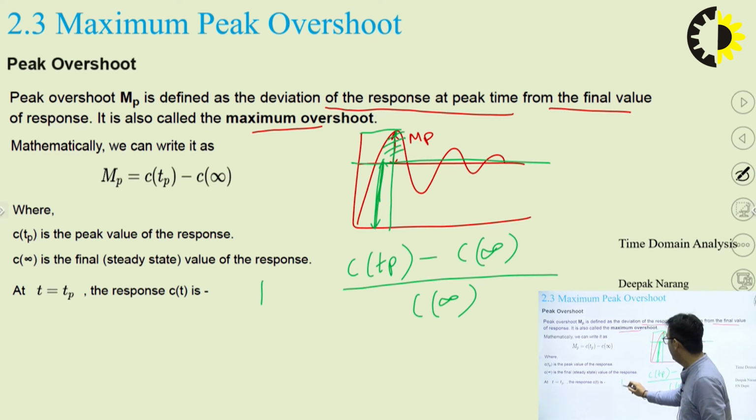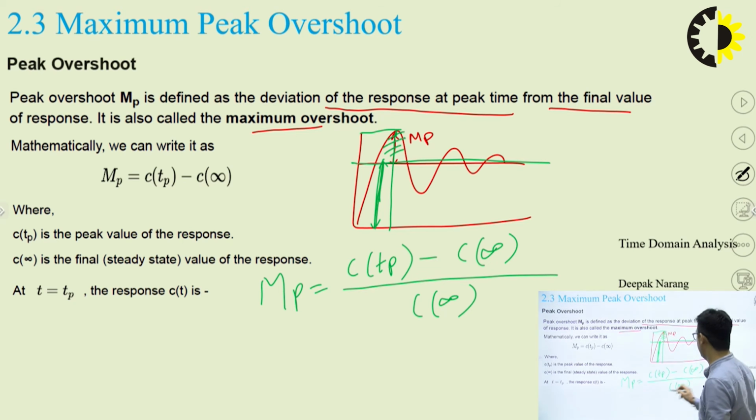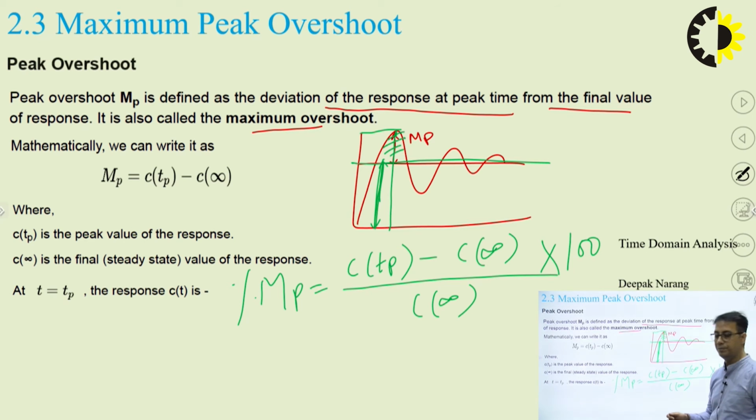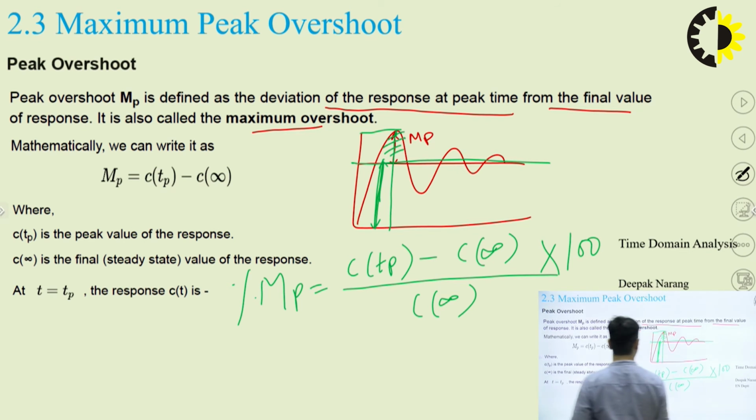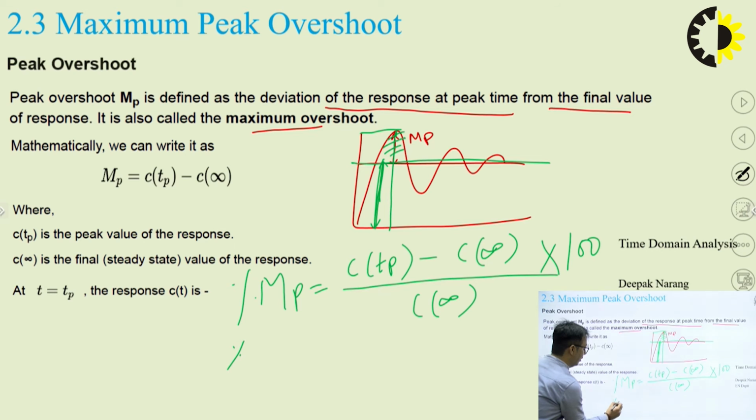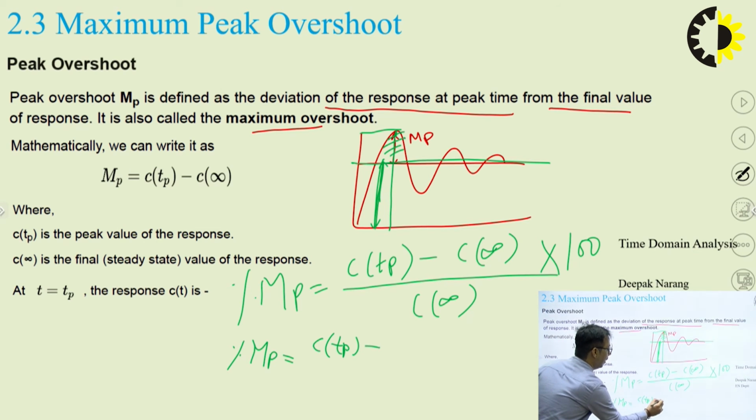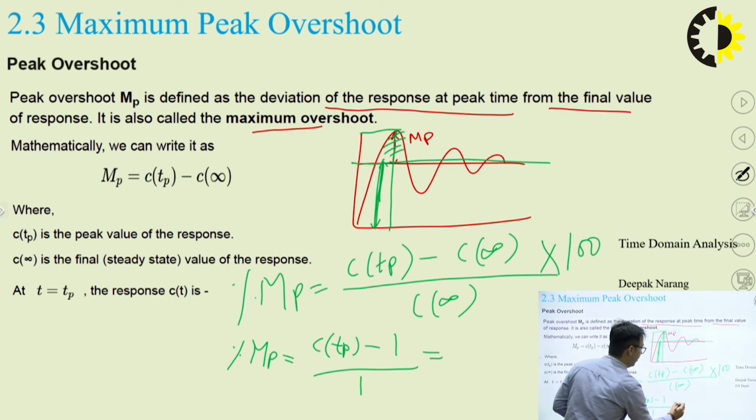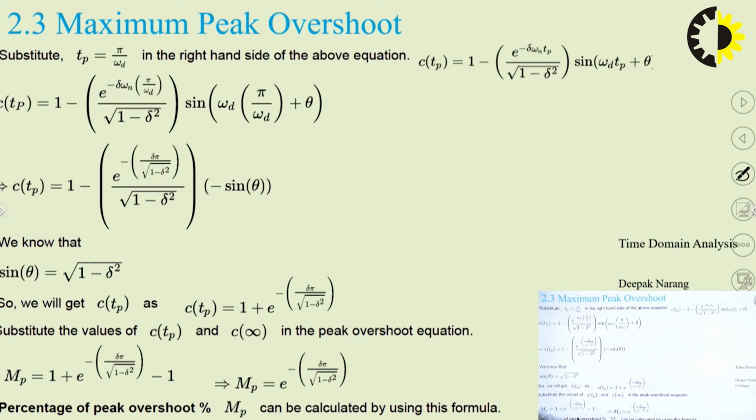If we normalize this, we generally take the peak overshoot in terms of percentage, so we multiply it by 100. Since we are considering a unit step signal, the percentage Mp is c(tp) minus 1 divided by 1, which is equal to c(tp) minus 1, times 100. On the basis of this, we can define our maximum peak overshoot.